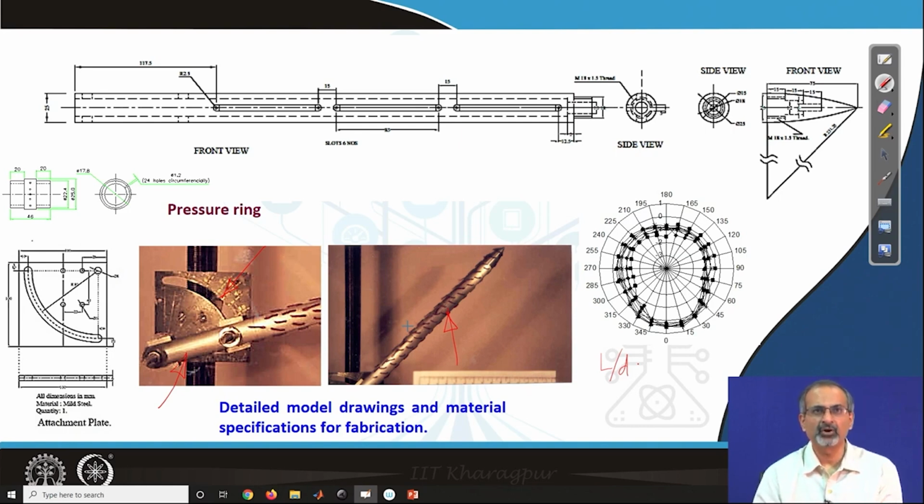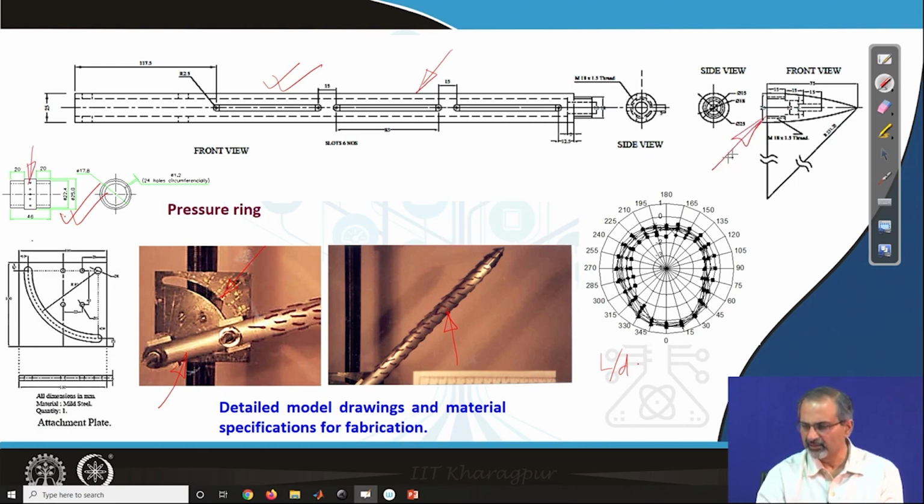When you fabricate the model, before you even fabricate, you have to develop the detailed drawings with the appropriate dimensions and tolerances with every detail, and then you try to fabricate it, and then you try to assemble the parts together, for which detailed diagrams of the slender body are provided. There are some ring-like structures which are put in between, which are called pressure rings, which contain pressure ports. Drawings of those are provided.